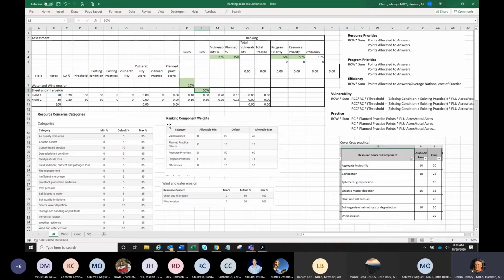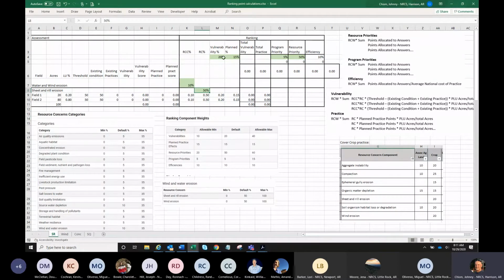And this example is a very simple analysis. This is one resource concern, just sheet and rill erosion. So in this case, the only thing that is assessed is sheet and rill erosion. There are no other resource concerns that have been identified for assessment.